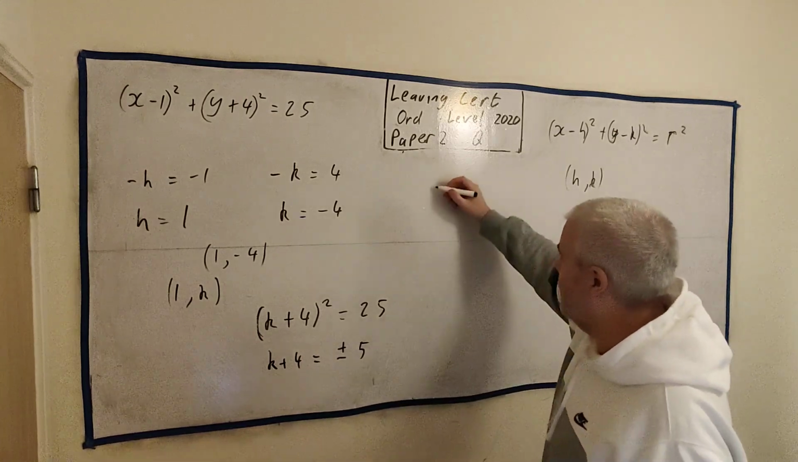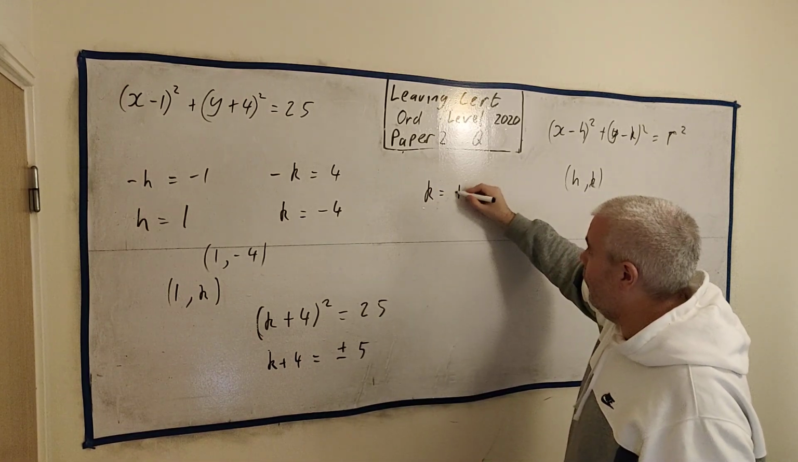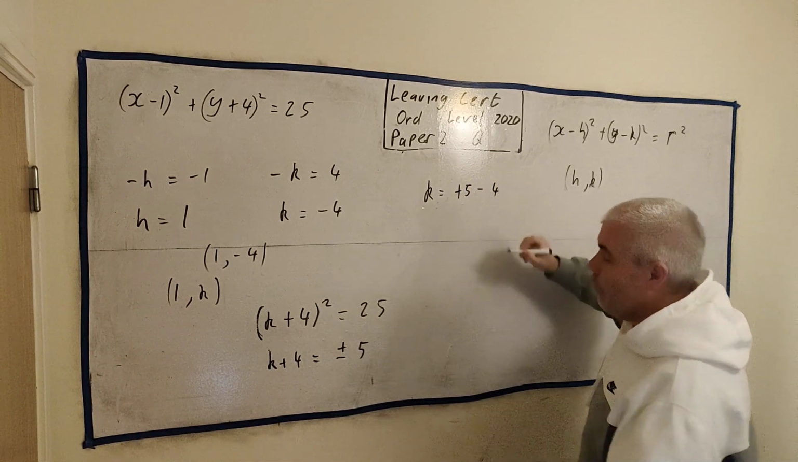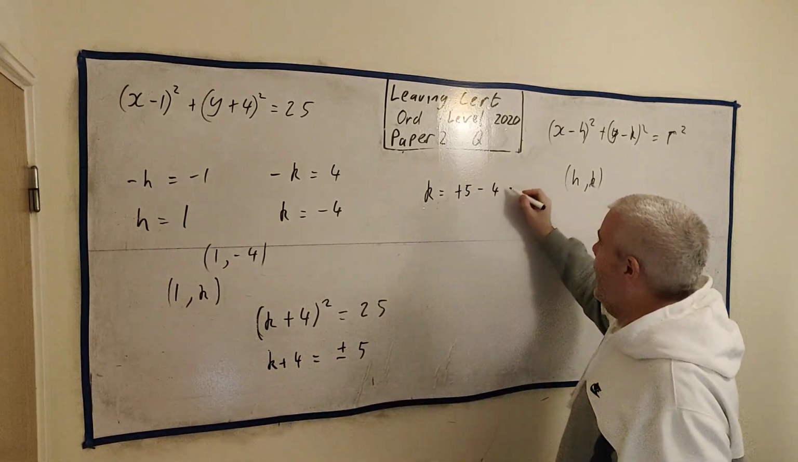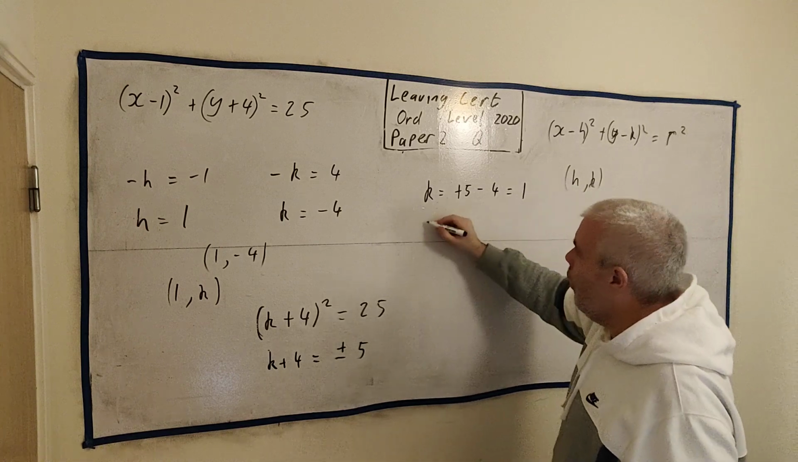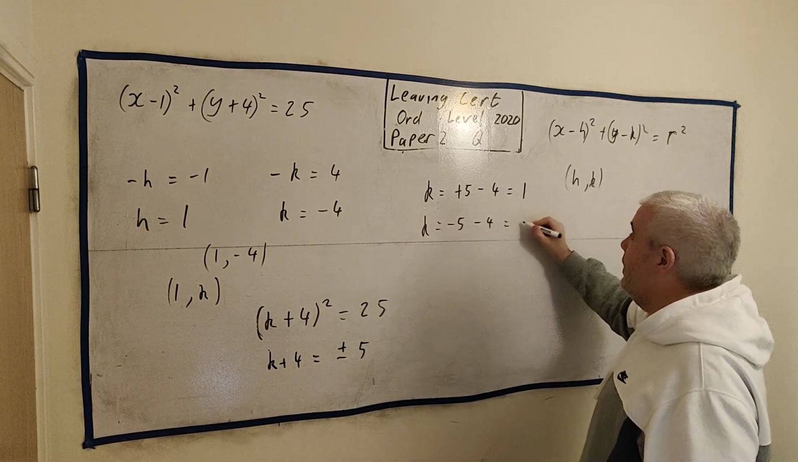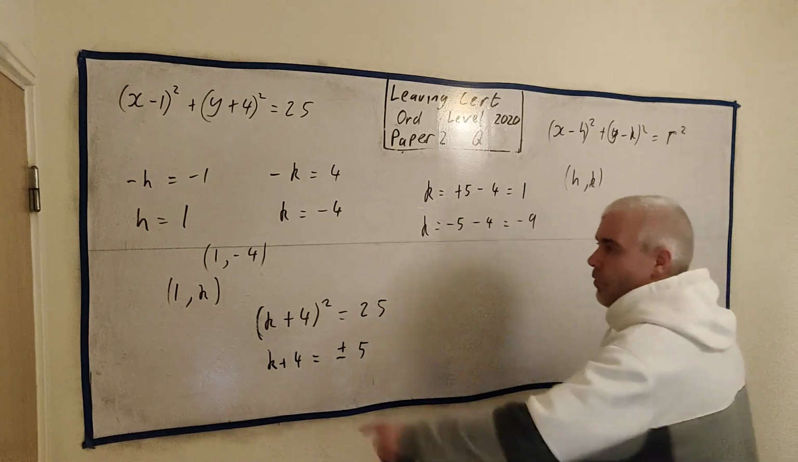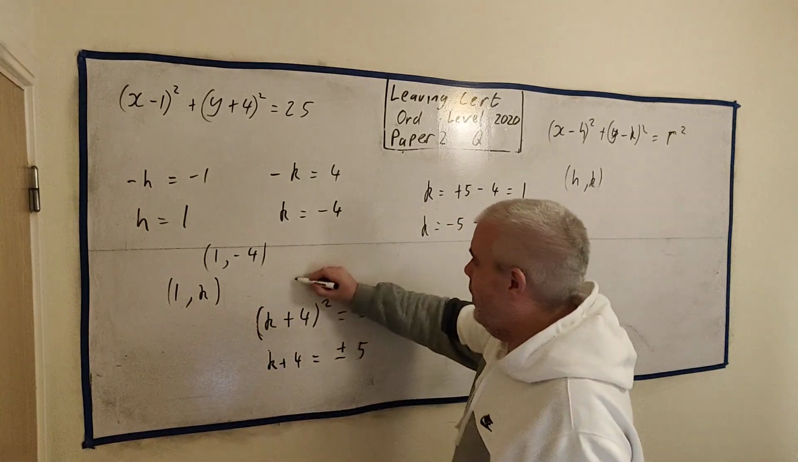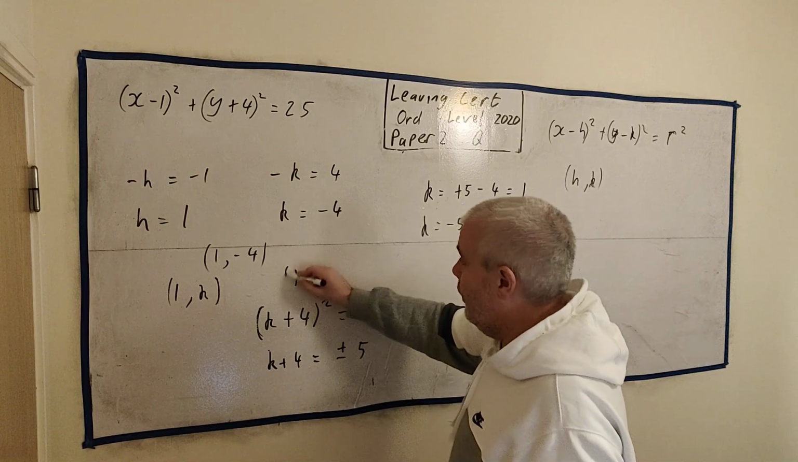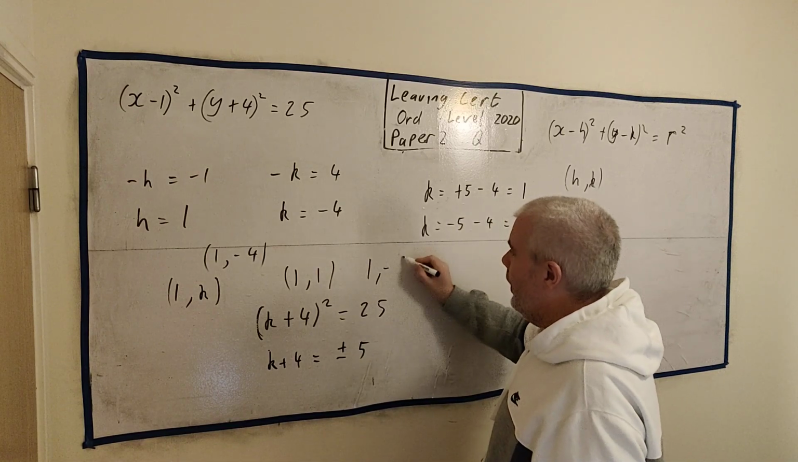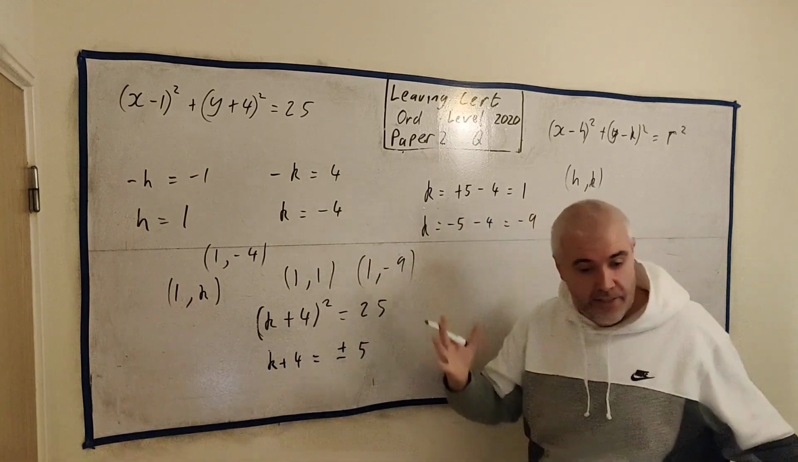So let's do the two possible answers. k is equal to plus 5 minus 4, that's equal to 1. Or k is equal to minus 5 minus 4, which is equal to minus 9. So our two answers here: it could be (1, 1), or it could be (1, minus 9). And that's it, that's your two answers.